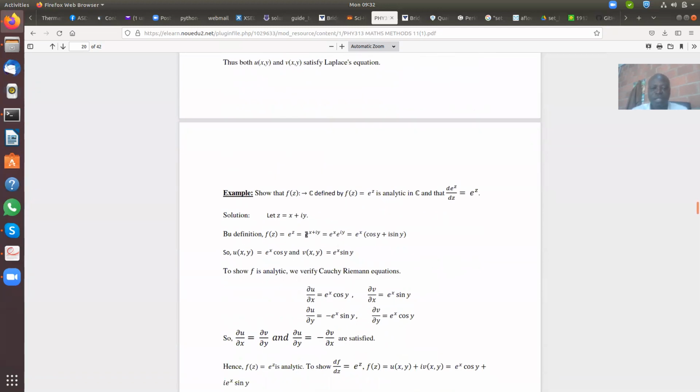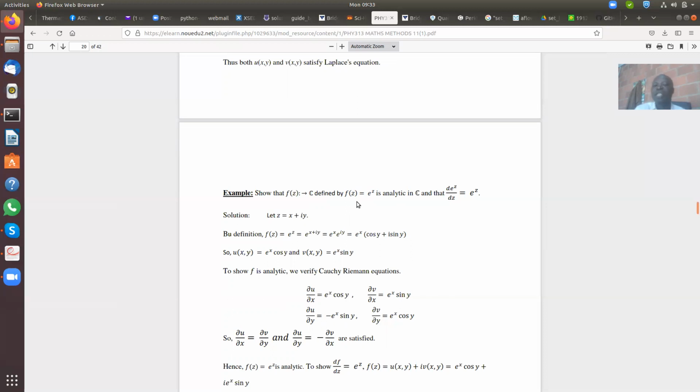Now look at this and show that f of z is a closed set which is defined by this. That is, f of z is equal to e to the power of z, is analytic in this. What we are trying to say is that we want to check if this function is analytic.